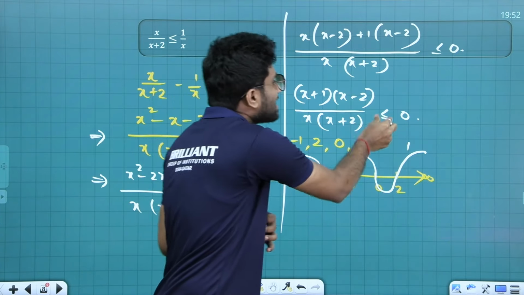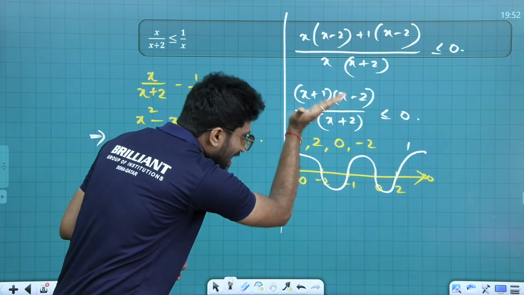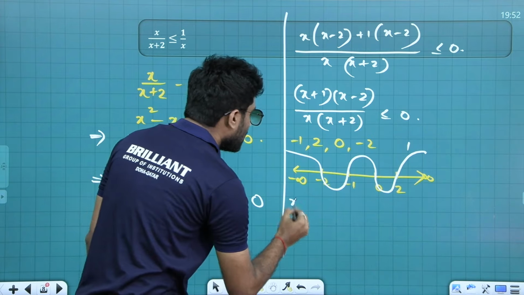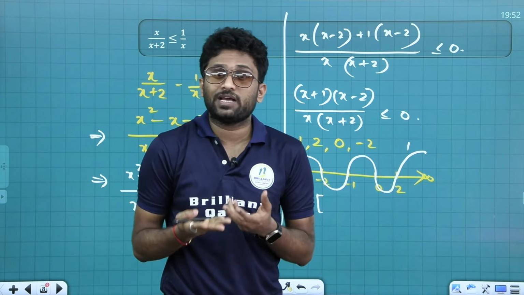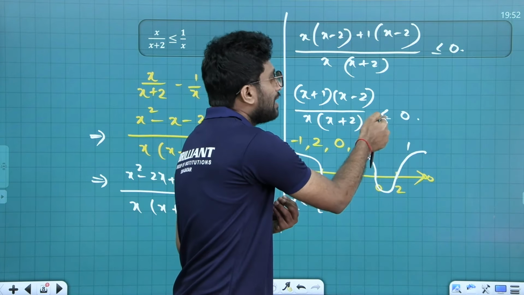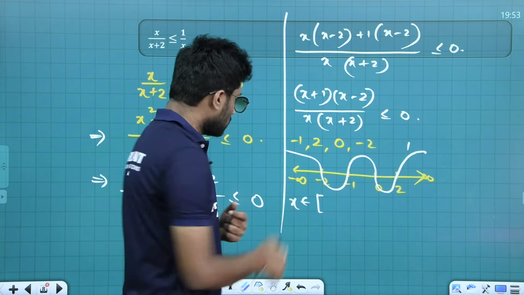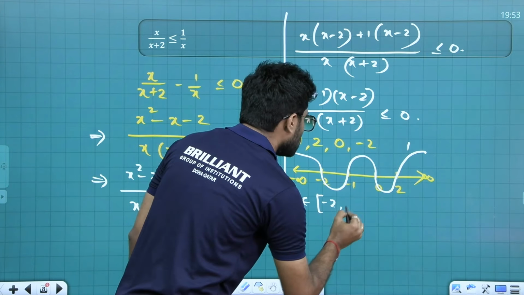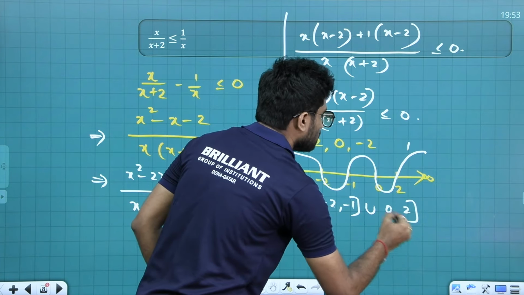Now I need only less than or equals to 0. Less than or equals to 0. That means the region which lies below the number line. Below the number line it takes x belongs to, I am taking closed brackets. Why do we take closed? Because apart from inequality, we are having equals to also. So x belongs to minus 2 to minus 1 union 0 to 2 closed.